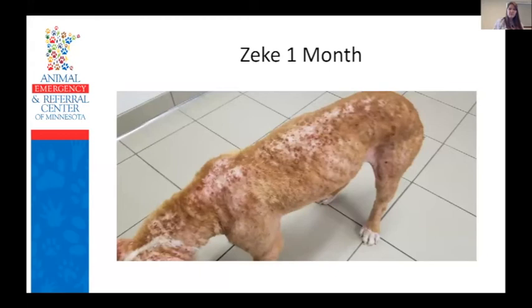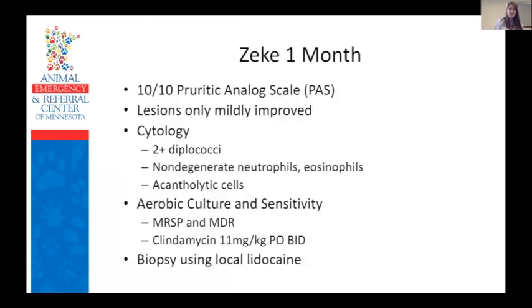This is another picture of Mr. Zeke. He's a thin dog. He is miserable. His lesions are only mildly improved. His infection's improved, but definitely not gone by any stretch of the imagination. He's got non-degenerate neutrophils, which with a pyoderma, you should see degenerate neutrophils, not non-degenerate. He's got a lot of eosinophils, which doesn't really make sense with the pyoderma. He's having hypersensitivity to the bacteria. And he has more acantholytic cells this time.